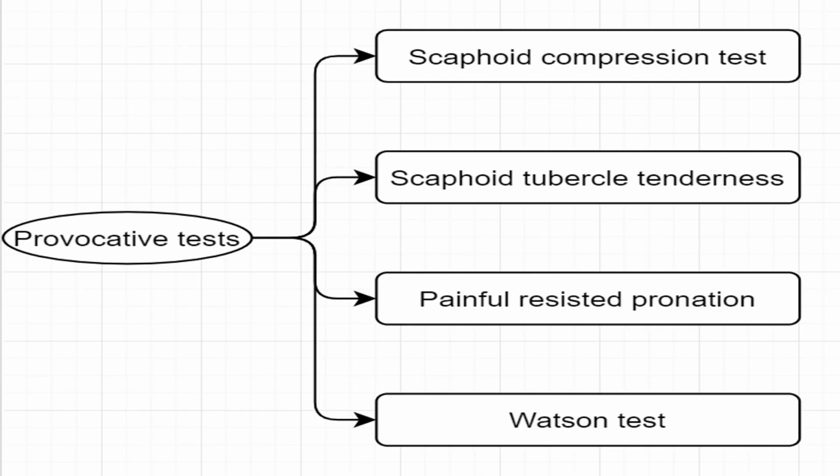Then there are a few provocative tests to diagnose scaphoid fractures. Those are the scaphoid compression test, scaphoid tubercle tenderness, painful resistance to pronation, and the Watson test.